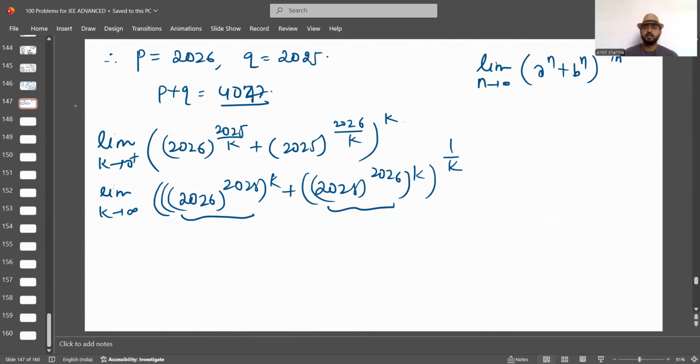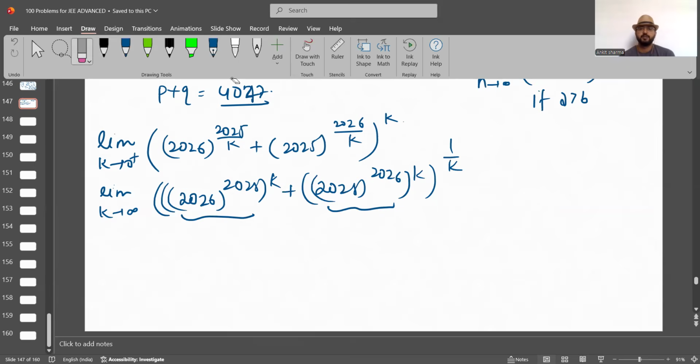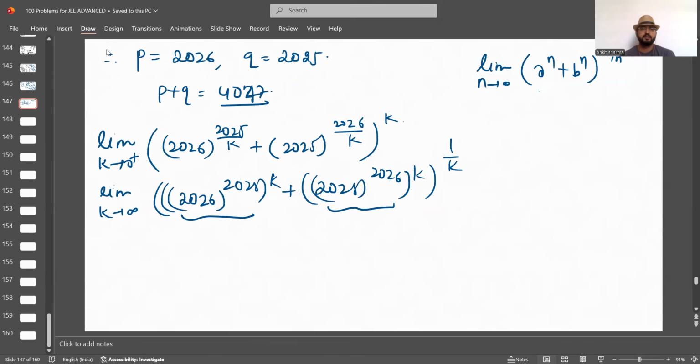So ultimately, my goal is if a is more than b basically, then I can think of taking a common, and this entire series gets converted to simply. So here two cases will be there. Either a will be more than b or b will be more than a. So in that case, I get the limit as simply max of a comma b. Okay. So max of a comma b.